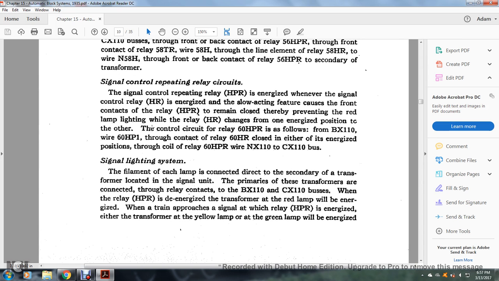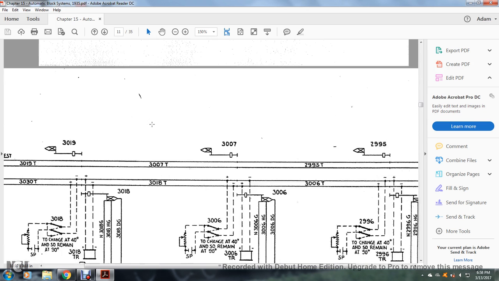Signal light system. Filament of each light is controlled directly with the secondary transformer located in the single unit of the primary, but the transformers are connected through the relay contacts to the BX110 and the CX110 bus. Whenever the relay HPR is de-energized, the transformer is de-energized and the red lamp is energized through the train approach with the signal. When each relay HPR is energized with the transformer, the yellow light with the green lamp will be energized.